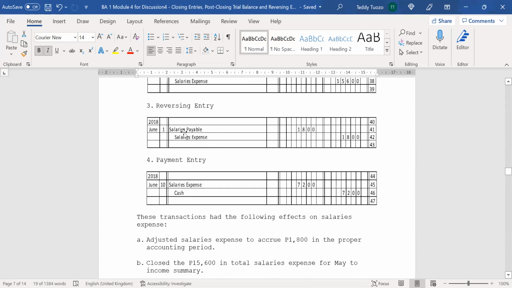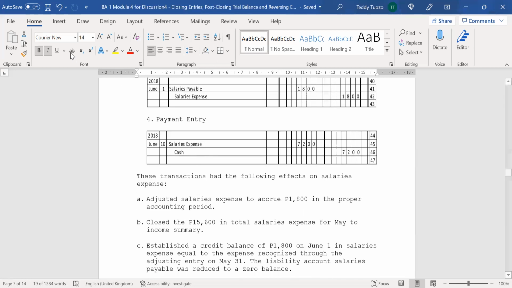Reversing entries: we reverse the adjusting entry. The adjusting entry is debit to salaries expense and credit to salaries payable. So here, in the reversing entries, we reverse it: debit to salaries payable and credit to salaries expense.